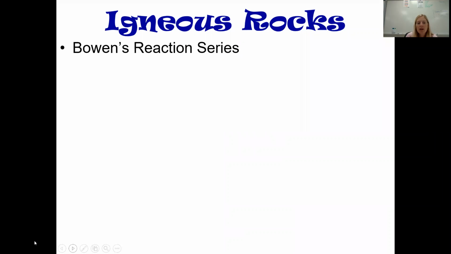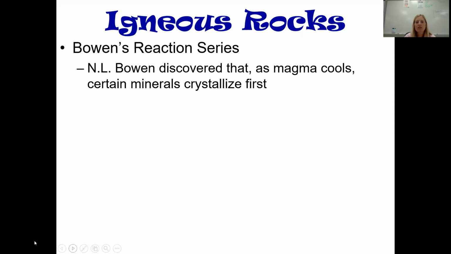So when that magma cools, we know that certain minerals are going to crystallize out of that magma first. So they're going to cool at different temperatures, or crystallize at different temperatures. And this was discovered by a scientist called N.L. Bowen. His first name is Nigel. I remember that much, but I don't remember his middle name. But we call this Bowen's reaction series because he's the one that found this out.